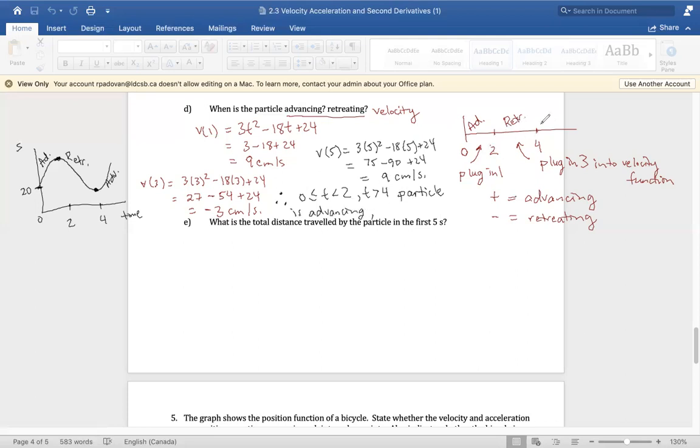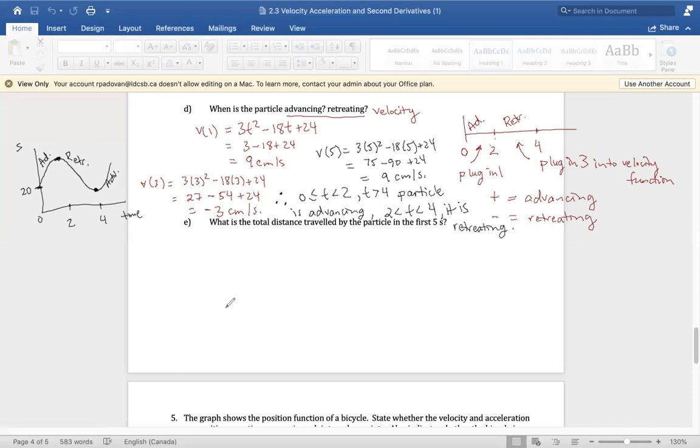But between 2 and 4, not including 2 and not including 4, so t is greater than 2 and t is less than 4, then the particle is retreating. Between 2 and 4. I know I don't have room here. It is retreating. Sorry, I know this is sloppy. Therefore, between 0 and 2, including 0, and when t is greater than 4, the particle is advancing. And between 2 and 4, not including those numbers, it is retreating. And that's how our graph is showing that to us as well.